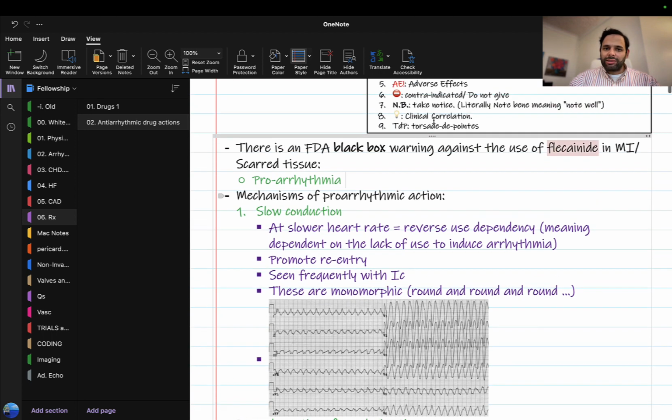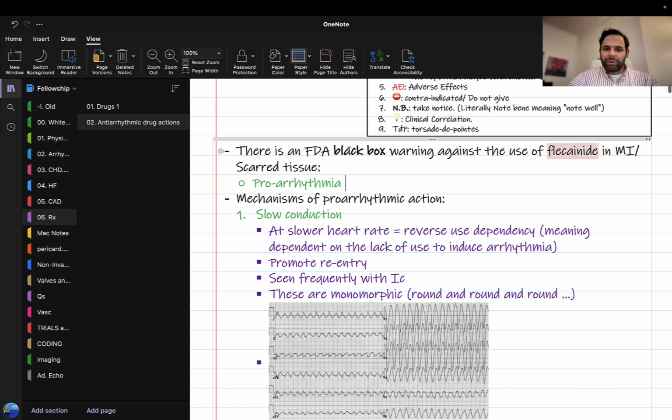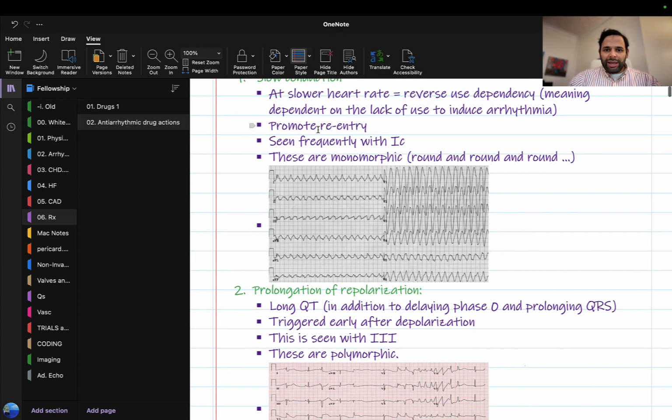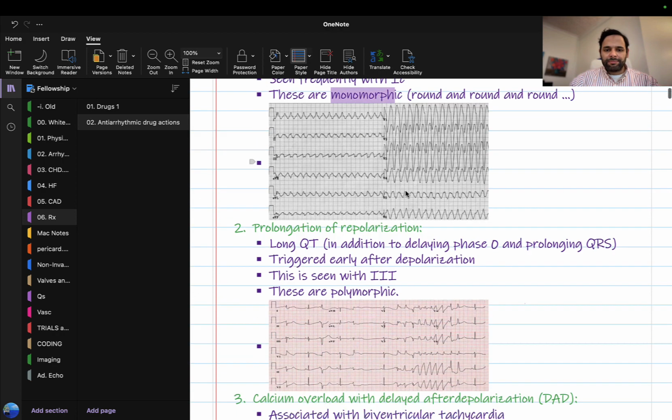That's why I started with flecainide, the black box warning, because this is a class 1C antiarrhythmic medication according to the Vaughan Williams classification. Re-entry, those are monomorphic. They go round and round through the same route as long as there's an excitable gap that allows the electricity to re-enter and continue the tachycardia.